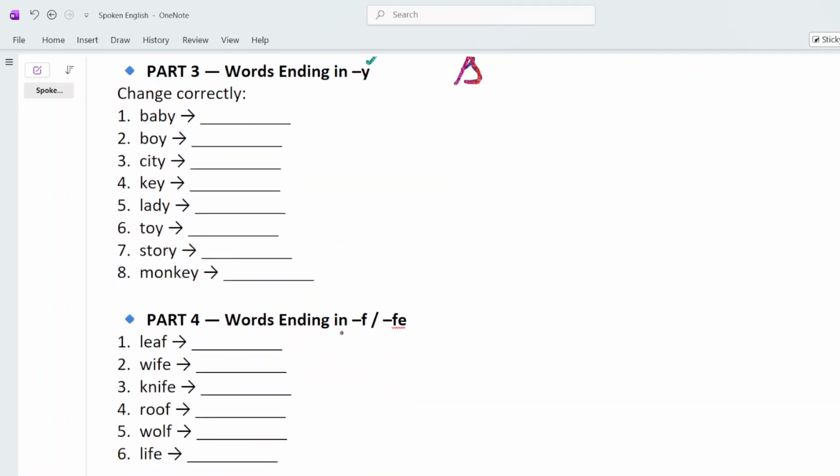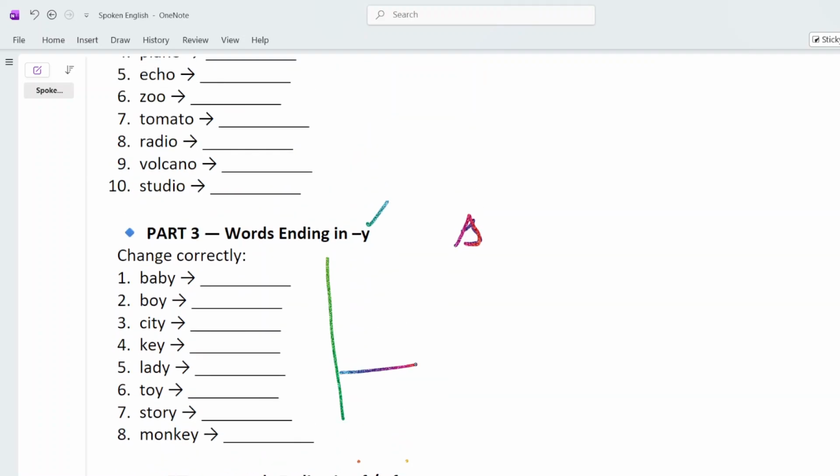Great. Words ending in F and FE. Please do this. All right. Please do this. Remember another thing: after you finish this exercise, you have to do another important thing, and that is read them aloud, because it's very, very important to work on your pronunciation also.